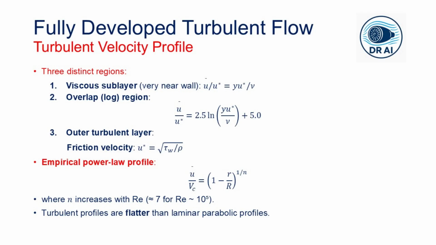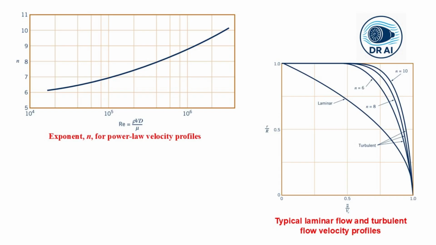The exponent n is a function of Reynolds number as shown in this particular figure. For many flows, n is around 7, giving the famous one-seventh power law. This profile is not as accurate near the wall, but it's much easier to integrate to find things like the average velocity.